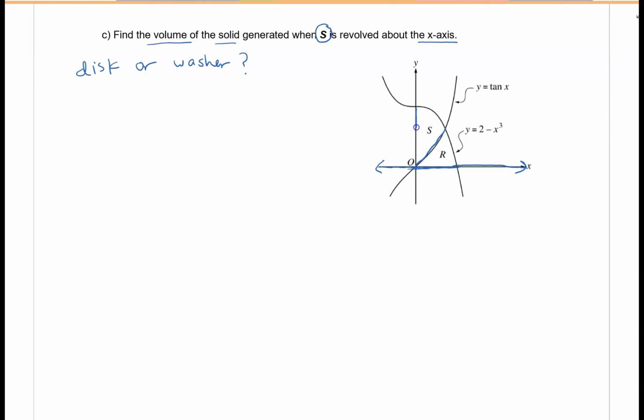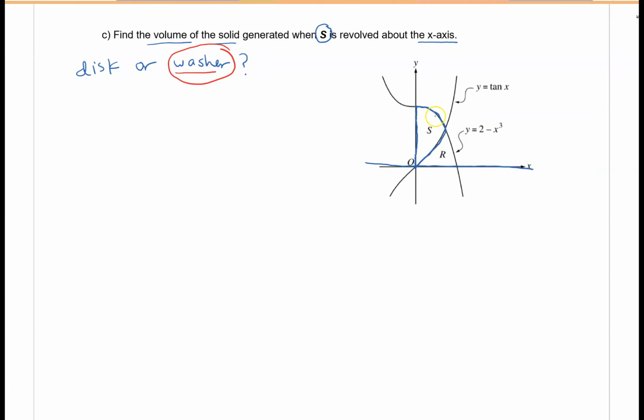Now remember, our region S was bounded by the y-axis, the curve 2 minus x cubed, and the curve tan x. So this is our region S. We're revolving it around the x-axis, which is not a boundary of the region. In fact, there is a gap between the lower boundary to our region and the axis of revolution. So that gap is what causes us to realize that we're going to need to use the washer method.